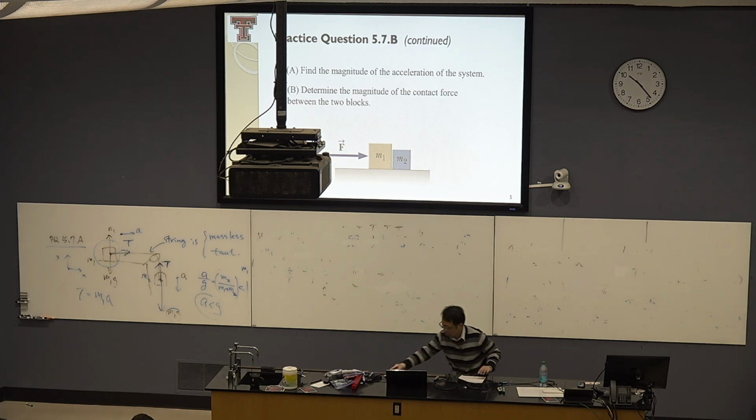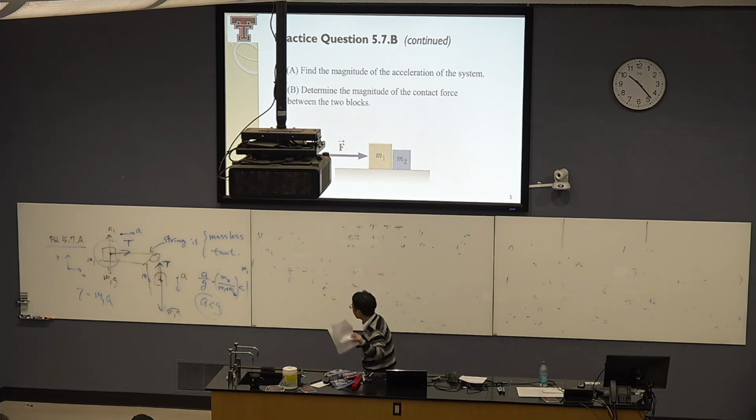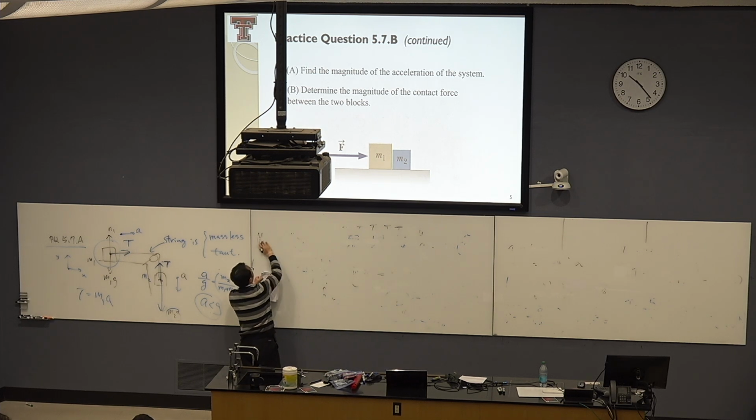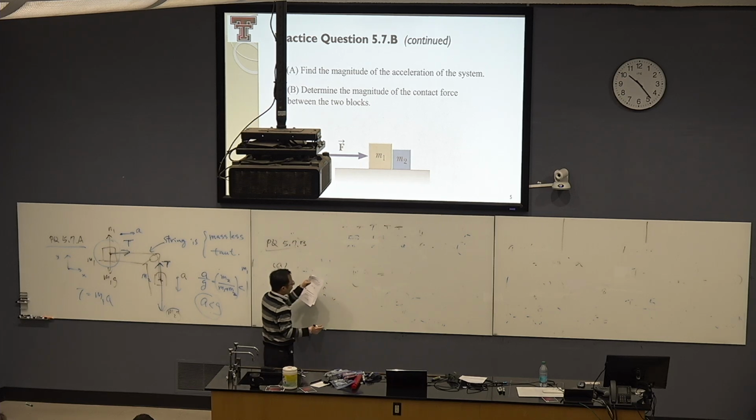But now let's move on here. So from here, we can write down an equation. But now let's consider part A and part B of a question. Let's call this practice question 5.7 point B. And there are 2 parts. So part A of a question, you find the magnitude of acceleration of the whole system.